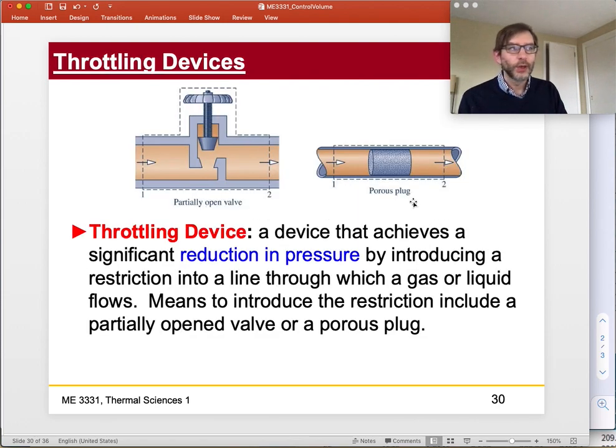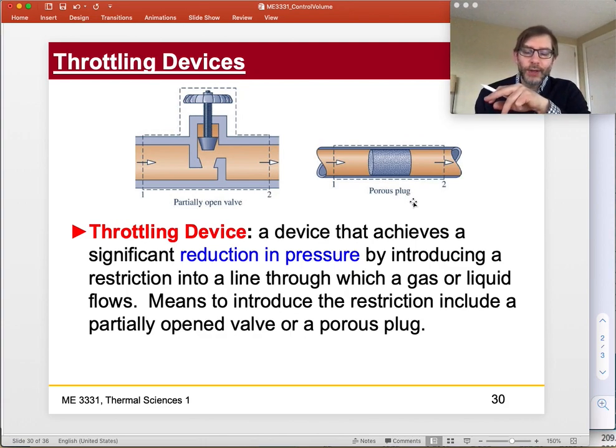Let's do throttling. So a throttling device is a device that achieves significant reduction in pressure by introducing a restriction into a line through which gas or liquid flows. Means to introduce the restriction include a partially open valve, a porous plug, or a clogged pipe, for example. There are a lot of different kinds of throttling. Pretty much what it means is that there's a restriction in a flow. Throttling just means that you drop pressure across something.